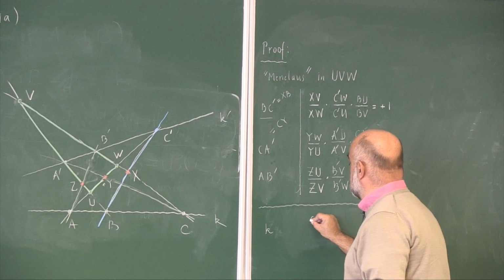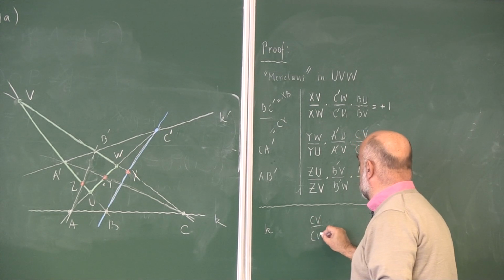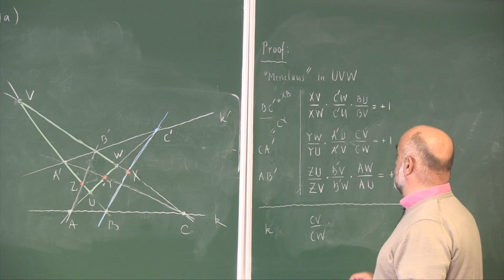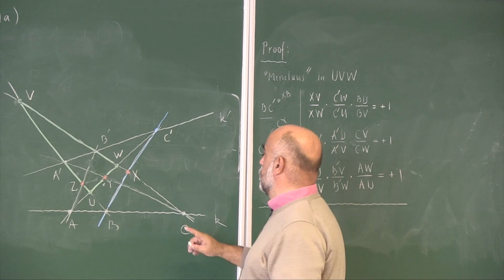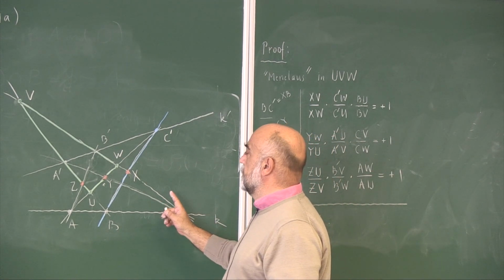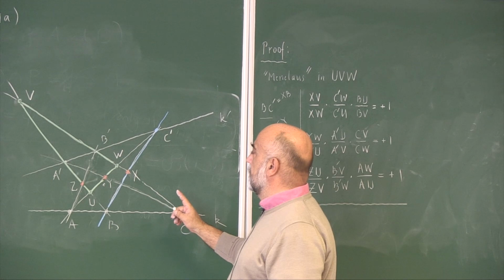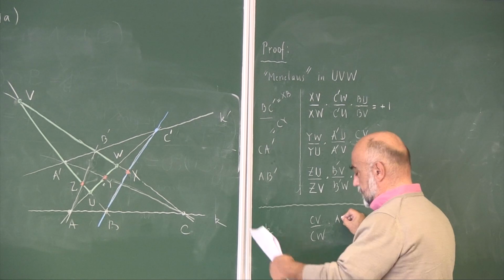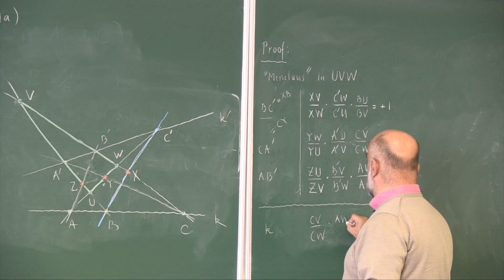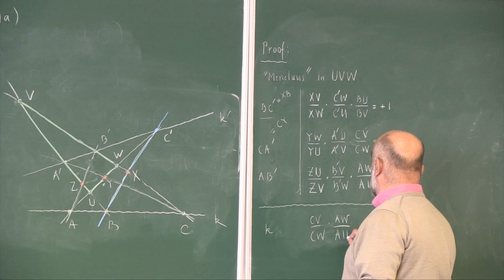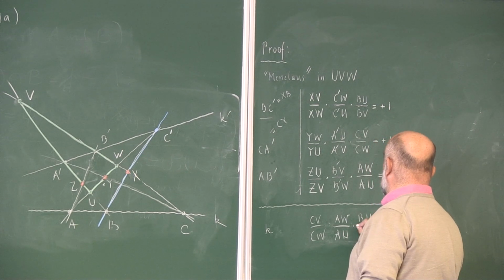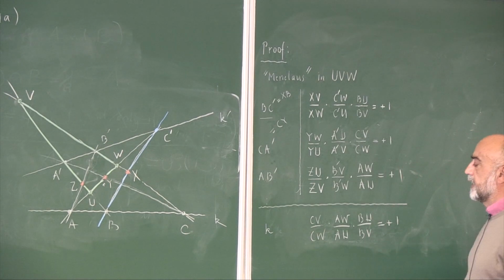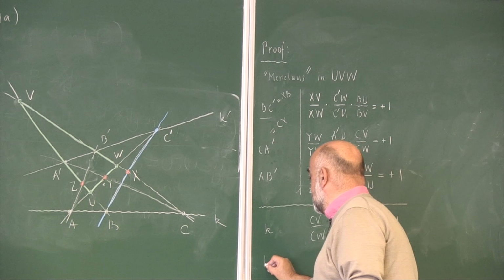CV, CW, so let me start writing like that. CV CW times, what else do I have? Next comes WU, so it is AW, AU, and finally, of course, BU, BV. Now that's easy, that's equal to +1 again. And finally, of course, I will use the line K prime.